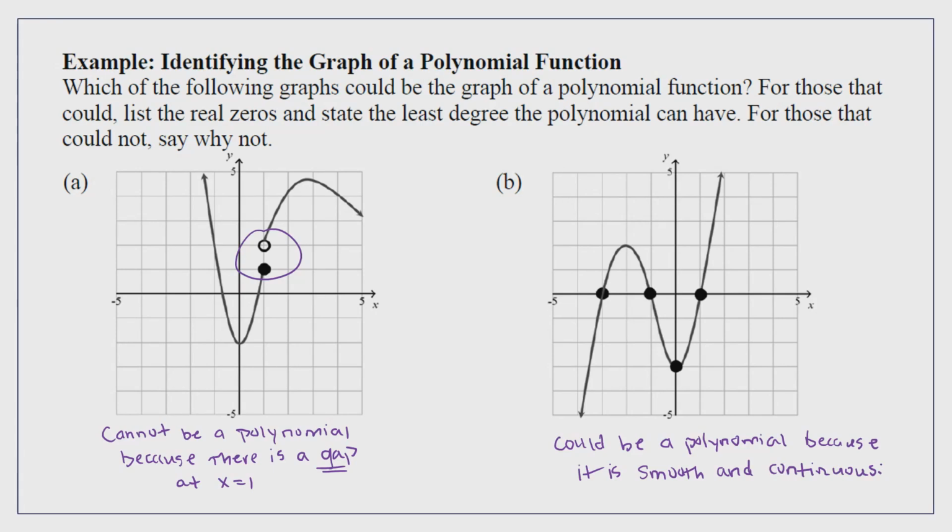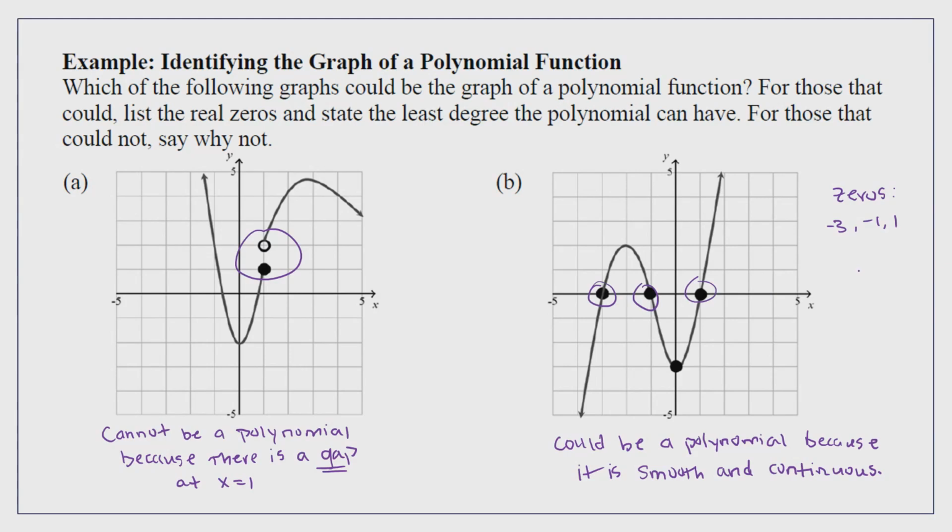Okay. So because it's a polynomial function, our problem asks us to list the real zeros and to state the least degree the polynomial can have. Okay. So for our zeros, this is going to be where the graph crosses the x-axis. So that's going to be at the points -3, -1, and 1. That's what these points are.